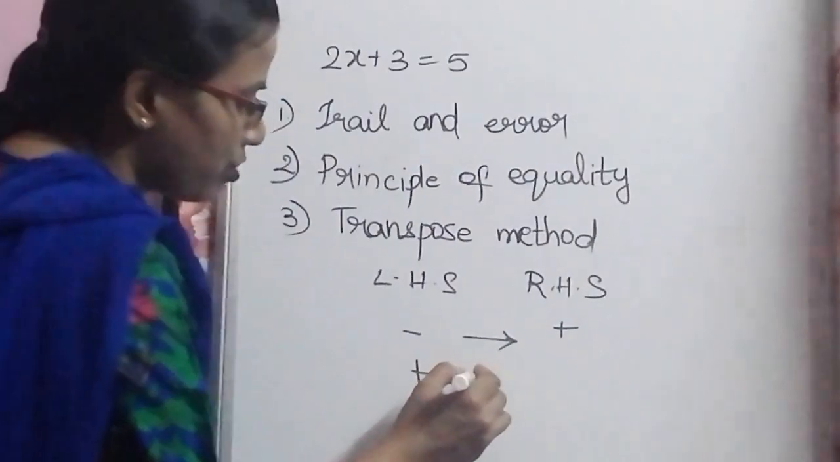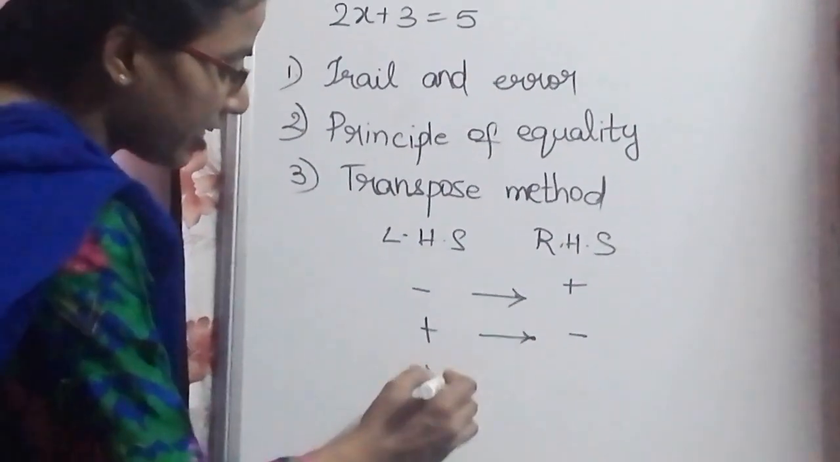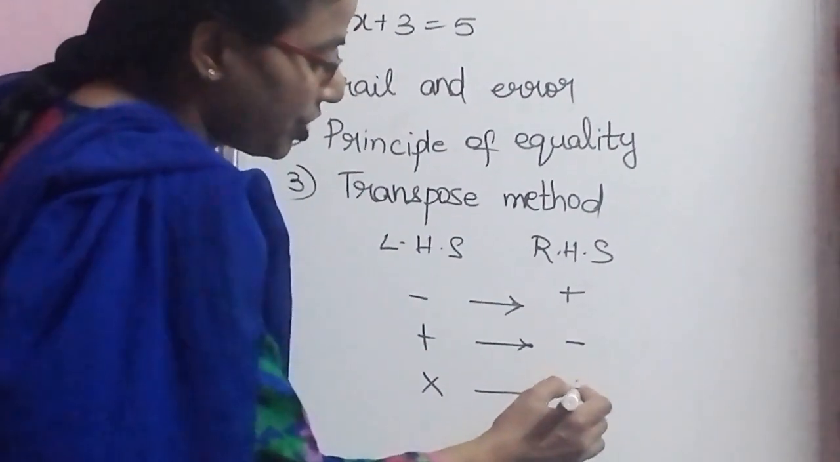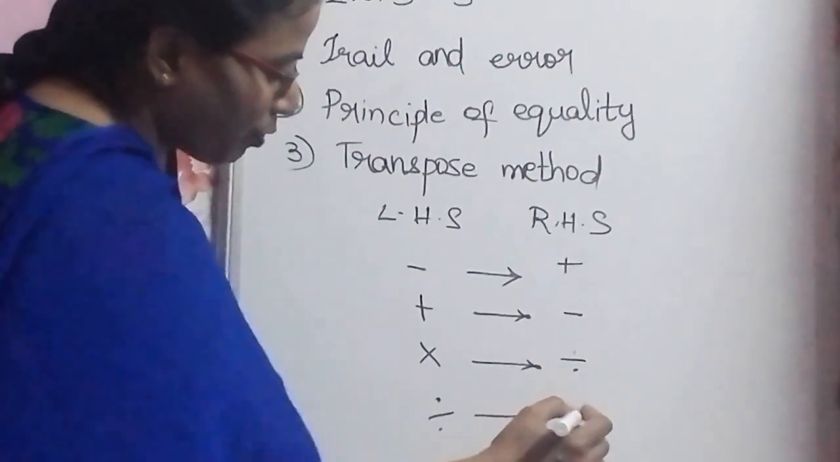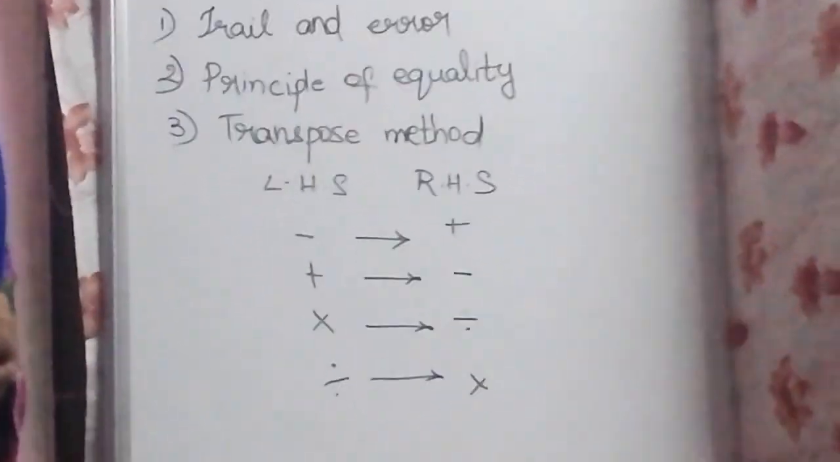Plus, when it goes to the other side, it becomes minus. Multiplication, when it goes to the other side, it becomes division. Division, when it goes to the other side, transposes itself as multiplication. This is what we have learned.